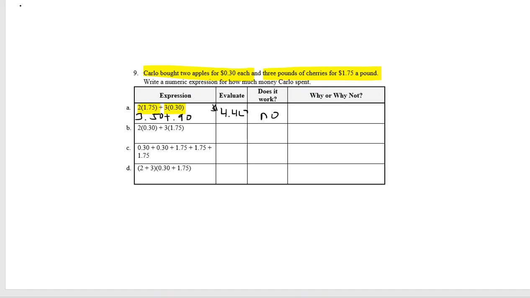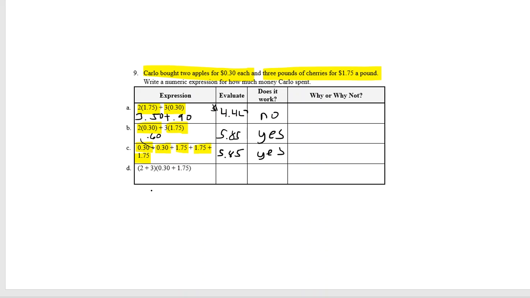Okay, the next one shows 2 apples at 30 cents and 3 pounds of cherries for $1.75 a pound. This one does work. And that ends up being $5.85. Okay, the next one shows 2 apples at 30 cents each and 3 pounds of cherries at $1.75 a pound, and that one would work. And when we evaluate that, we see that our answer would be $5.85.